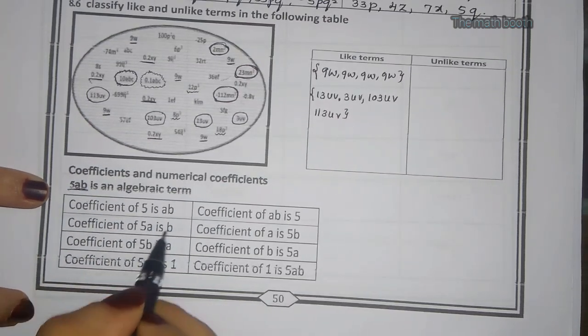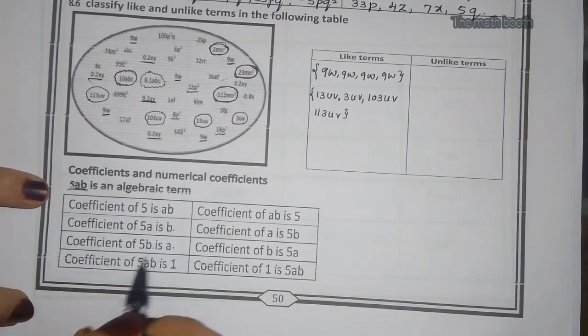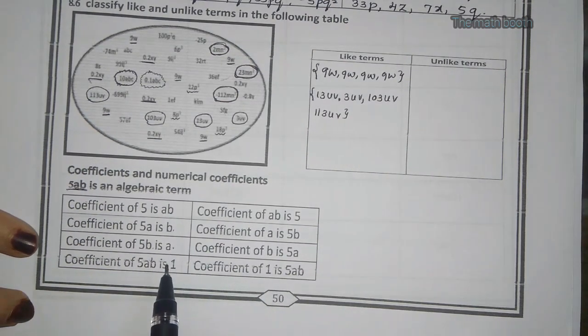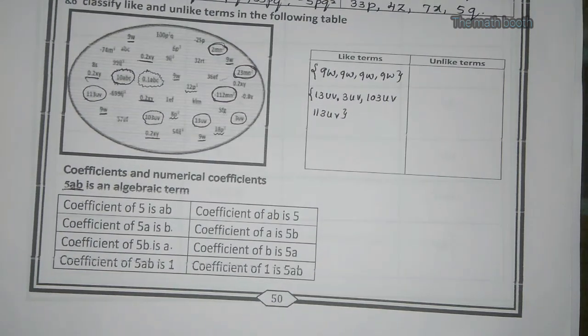Coefficient of phi A is B, coefficient of phi B is A. So coefficient of phi AB is 1. Like that, the complete thing they have done. So let us see what they have given in the next one here.